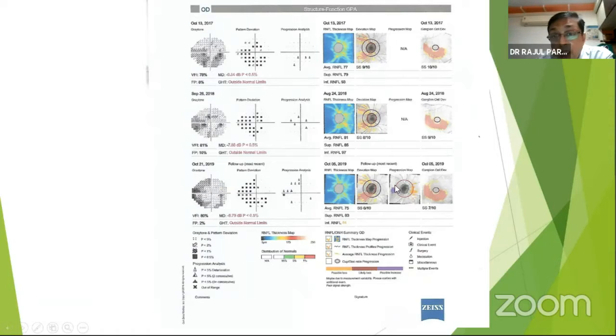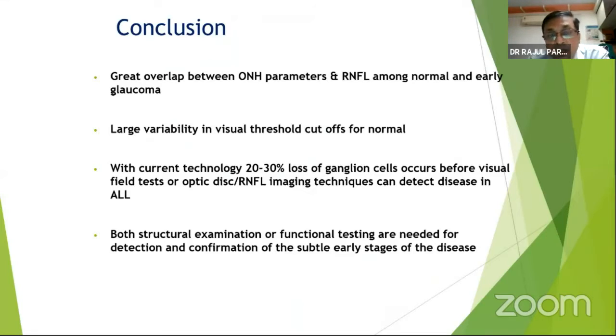This is the macula, this is RNFL, and this is how you use the structure function correlation. Ronnie is going to talk about progression in more detail, so I'll not go into detail. To conclude, there is a great overlap between the optic nerve head parameter and RNFL in normal and early glaucoma, and because of this overlap, we do not have a perfect structure function correlation, and we will never have.